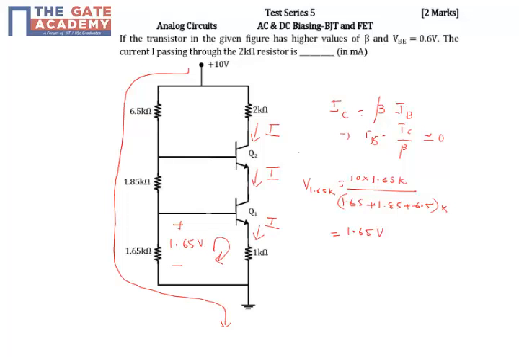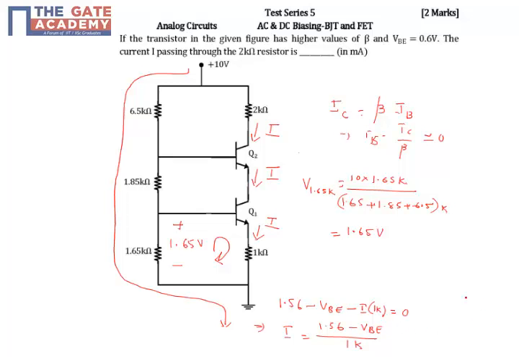Now I will apply KCL here. So if I apply KCL here, what I will get? 1.65 minus VBE minus I into 1k equal to 0, right? So this implies I equals (1.65 minus VBE) by 1 kilo.